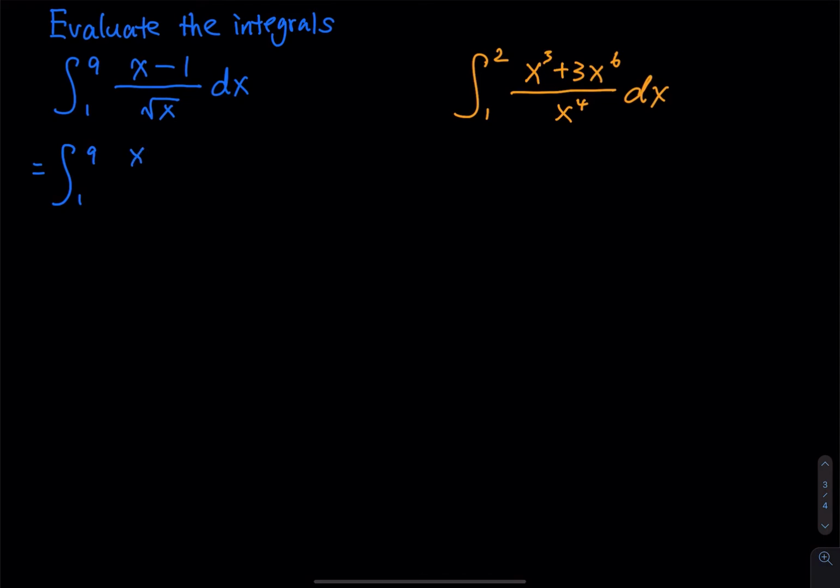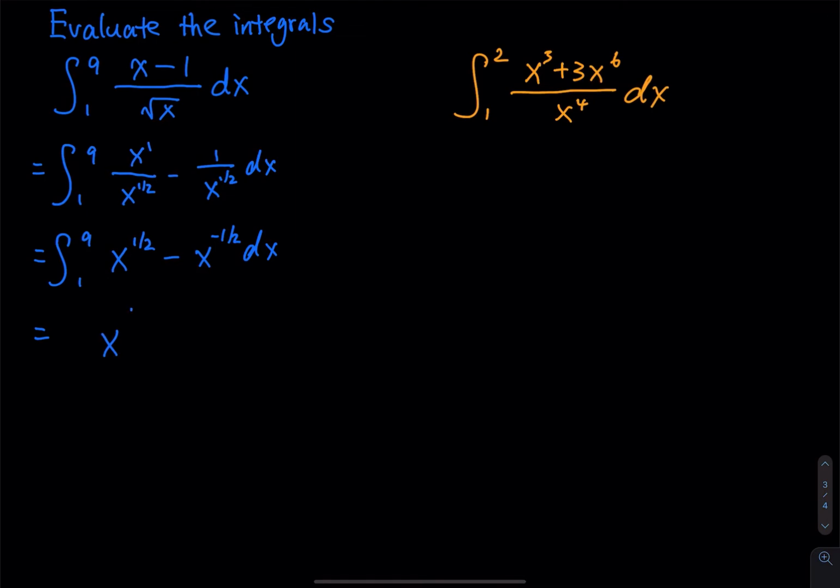You have x divided by square root of x, which is x to the 1/2, minus 1 divided by x to the 1/2 dx. And then still remember how to handle the exponent. You have 1 on top, 1/2 on the bottom. So that will be the power on top, subtract the power on the bottom, right? 1 minus 1/2 is just 1/2, and then this one, negative exponent, x to negative 1/2 dx. Okay, and then now we integrate.